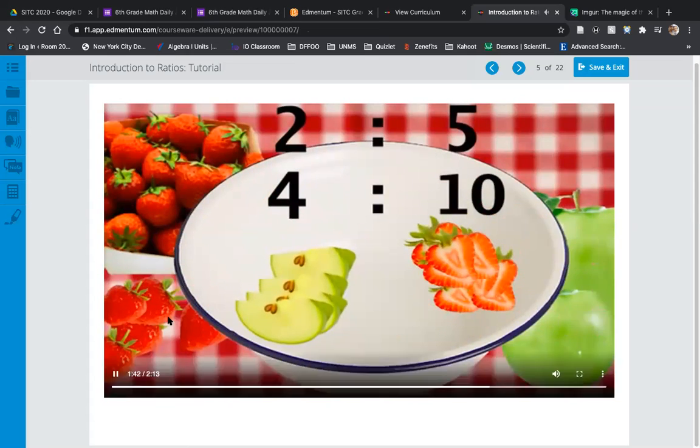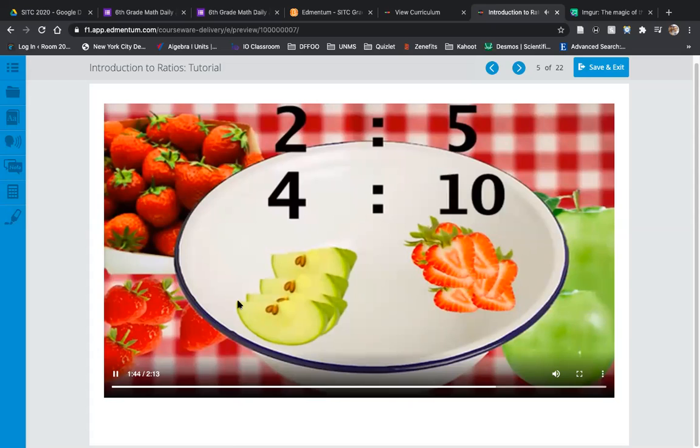Right, so that part there, they're just talking about doubling the ratio, right? So if the original called for 2 slices of apple and 5 slices of strawberry, if you want to double it, you need to double both quantities. So you double the amount of apples to 4 and double the amount of strawberries.